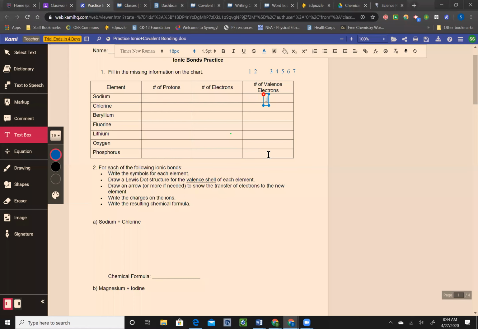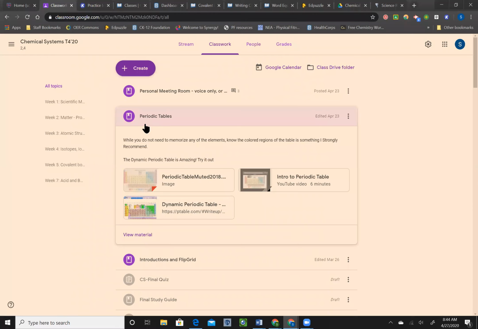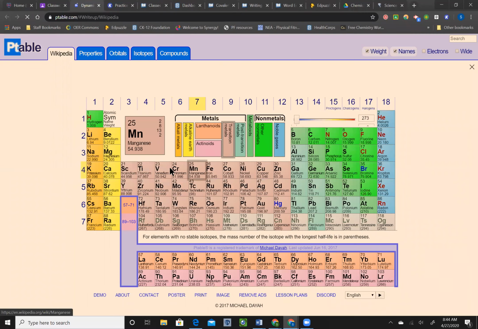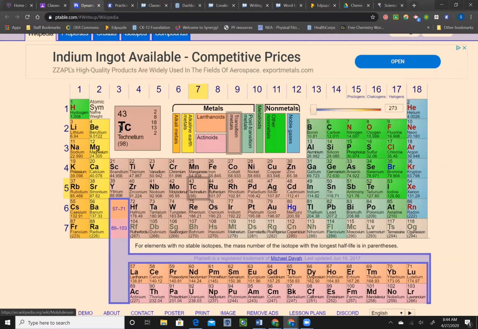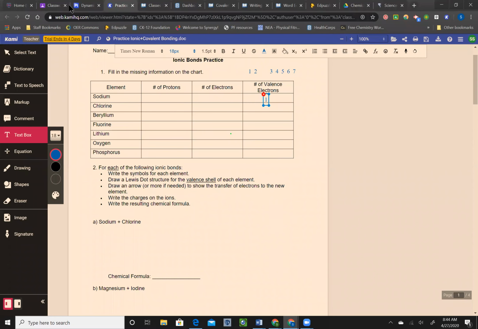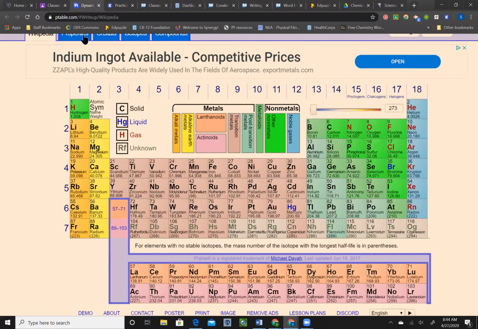So I'm going to go back to our class website and the periodic tables. Remember, I posted a new one that's live, so to speak, dynamic. And we'll refer to this one because we can see it better. So again, sodium, it's in the first group, it tells you right there. And you click right back over. Chlorine, when you find it, you can look, and what you're going to find is over here.